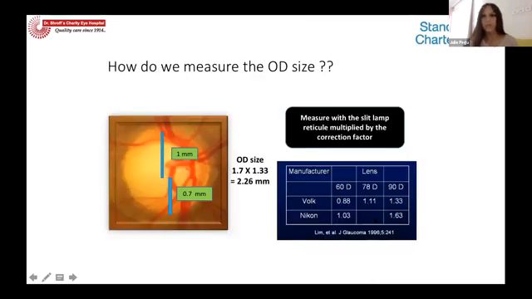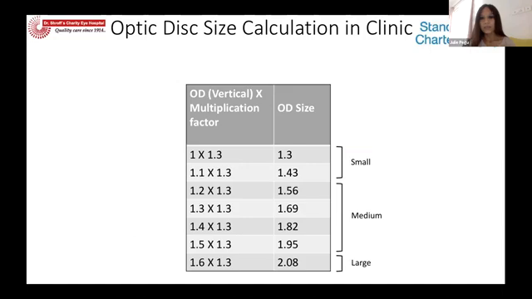So how do we measure the optic disc? We measure the slit lamp reticule multiplied by the correction factor. You make a thin beam of slit and you measure from the edges of the scleral ring. Because I use a 90 diopter lens, I multiply it by 1.3. And so you can see that the medium optic disc has a huge variation. It can be towards a smaller size and a larger size.